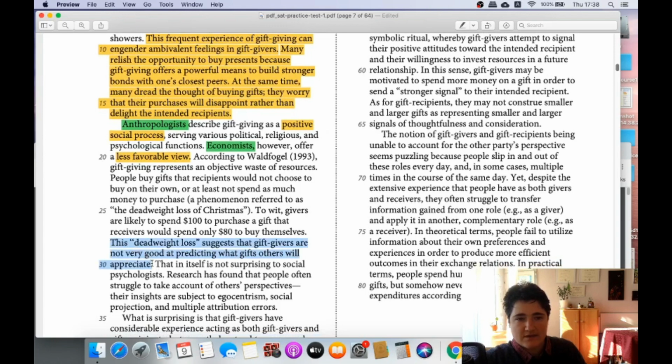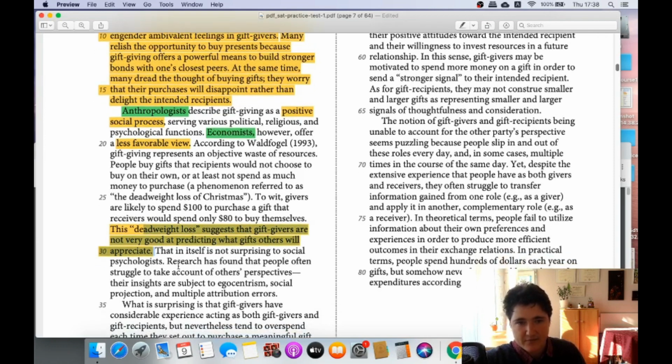So this sounds like a statement that is the main idea of this paragraph, that gift givers are not good at predicting what gifts others will appreciate. So this is the first idea through which the author develops his main thesis, that gift giving creates ambivalent feelings, ones of joy but also of worrying. And this explains why people are worried? Well, because they're not very good at predicting. This in itself is not surprising to social psychologists.